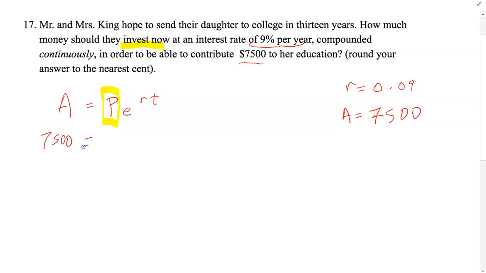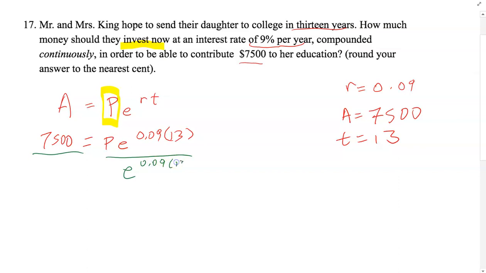7,500 equals P, which we don't know, times e, where e is just e. r is 0.09. We need the t, so t with 13 years, so t equals 13, multiplied by 13 in the exponent. We want to find P. What we can do is divide this side by e to the 0.09 times 13.